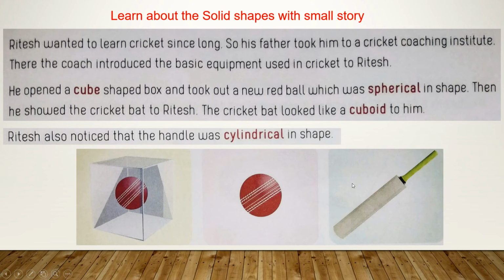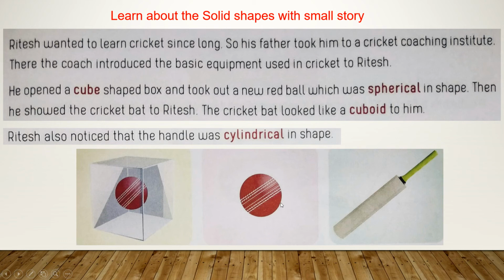So let's start with one small story, and here we will see some real objects which represent one shape or another. There is a boy, Ritesh. He went to a cricket coaching institute with his father. He wants to learn cricket, so his father took him to the coaching institute, and there his cricket coach gave him this cubicle box. We know this is a cubicle box, and a ball was inside that box. He opened that box and pulled out this ball.